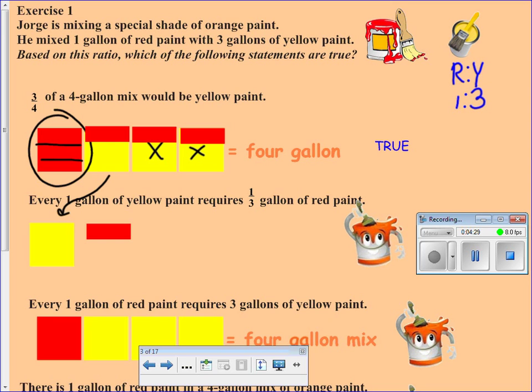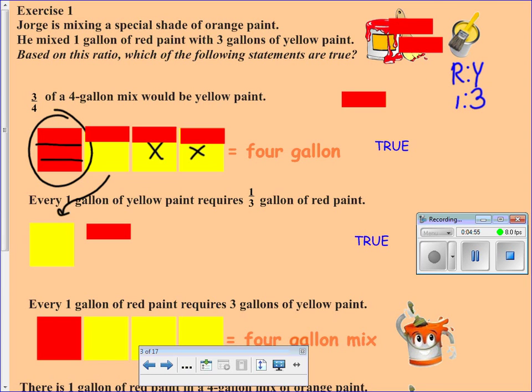So is this true or false? That for every 1 gallon of yellow, we get 1/3 of red. Ready, set, vote. That is true. So you can write that down. See, it would be 3 to 1. But we don't need all 3. We just need 1. So 1 to 3. I know, that's fun. It's fun to do.